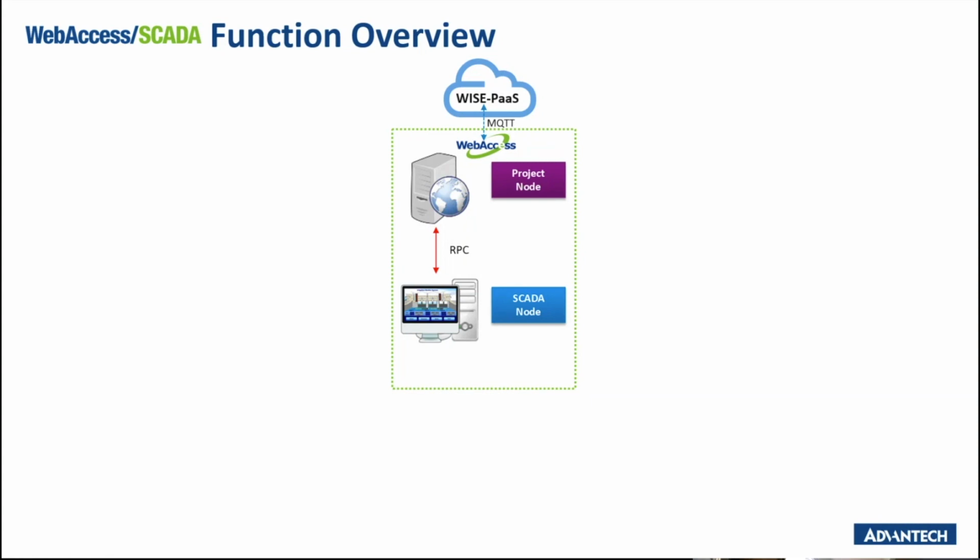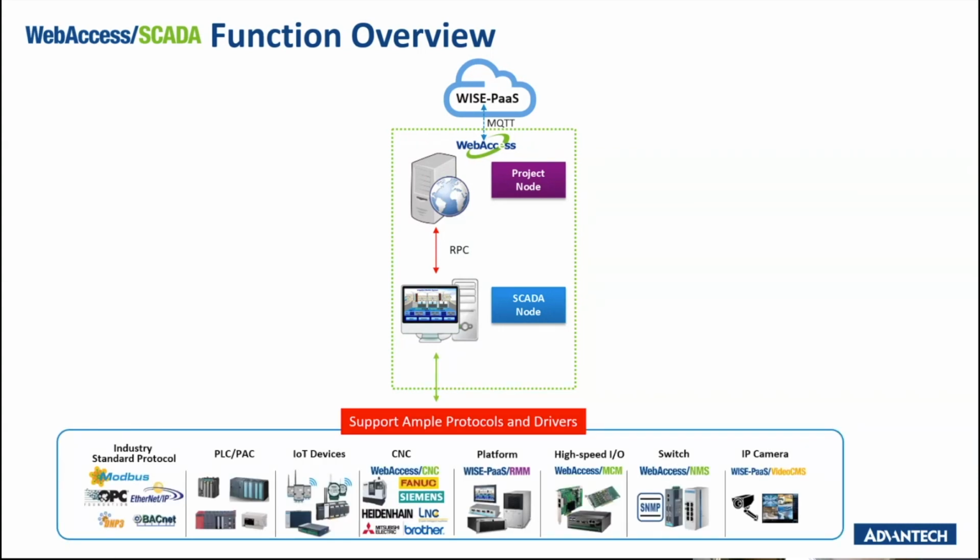You can choose between a distributed computing protocol via the communication, where you separate the project node and SCADA node, or you can host it in a single system for both the project and SCADA. In between, the communication uses remote procedure call, RPC, as you can see here, to establish communication between the project node and SCADA node. Next, your field devices, such as PLC and PAC, IoT devices, and IO modules, are established towards the SCADA node, as shown at the bottom over here.